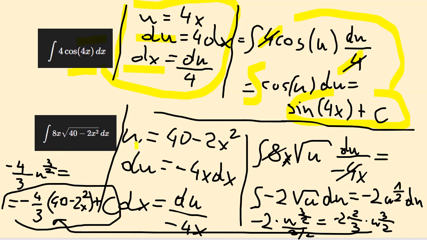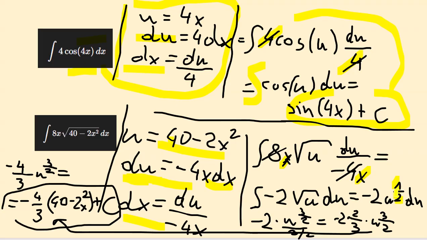Another one a little bit more difficult, you can see it here. u will be 40 minus 2x squared here. You calculate du, which is the derivative of u, times dx. Then you do it this way, and as you can see here, we simplified minus 4 with 8x, so 8x becomes minus 2, x cancels out, we remove x. Then we have minus 2u du, and square root can be written as a half exponent. So u to the power of half is the same as square root of u.